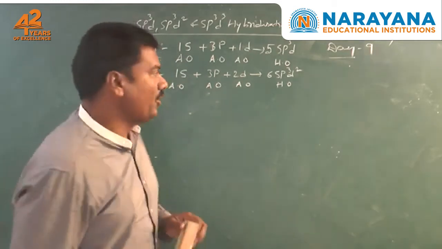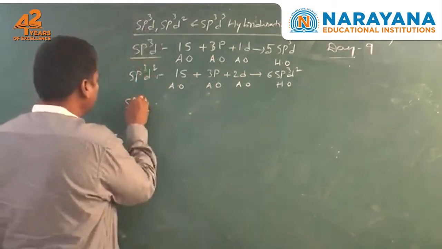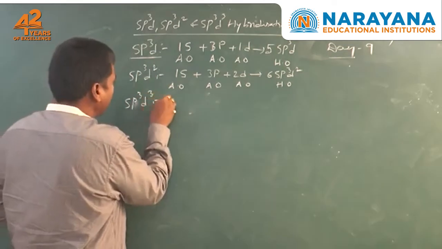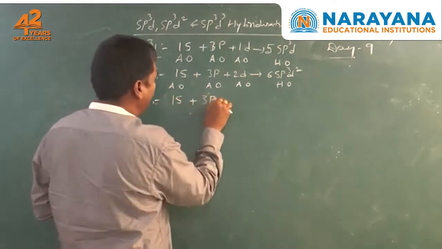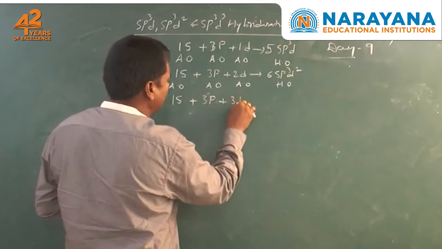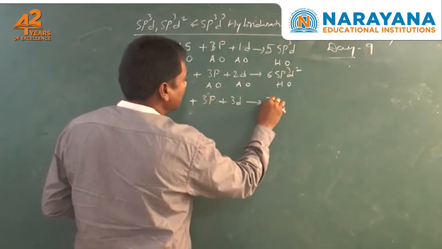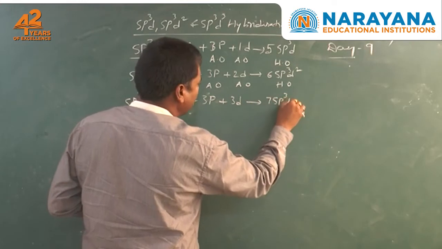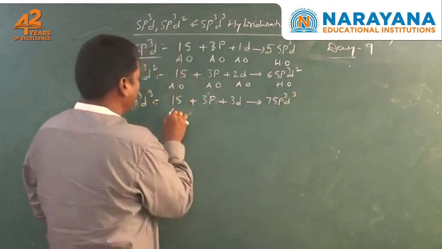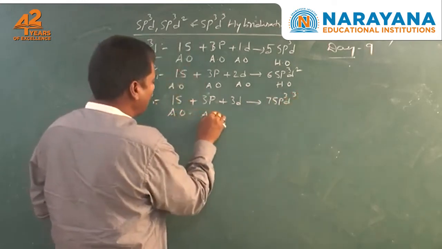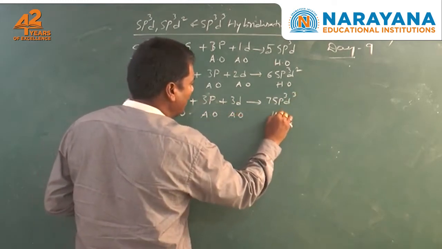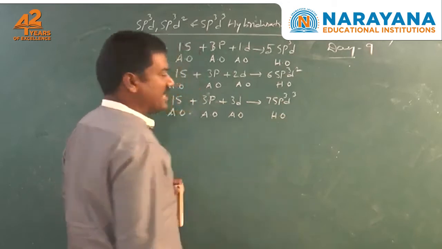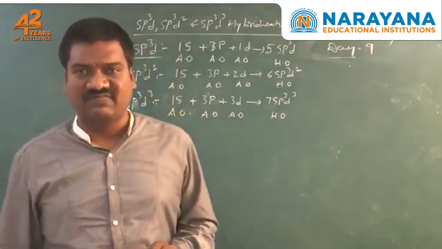Okay, now come to sp3d3 hybridization. Here one s atomic orbital is mixed with 3 p atomic orbitals and 3 d atomic orbitals, and it forms 7 equal sp3d3 hybrid orbitals. Now these are all atomic orbitals, and how many hybrid orbitals will form here? 7 equal hybrid orbitals will form, and they have equal shape and equal energy.